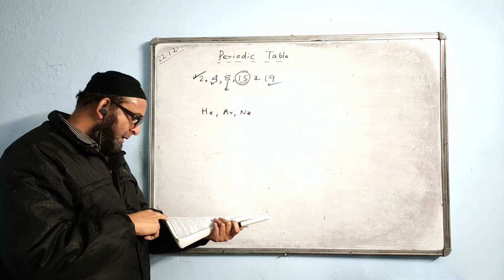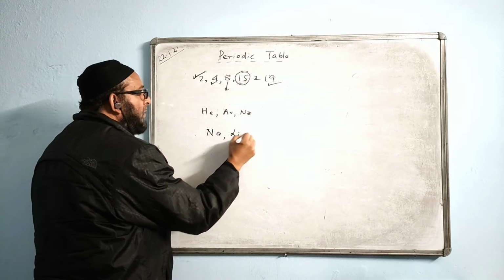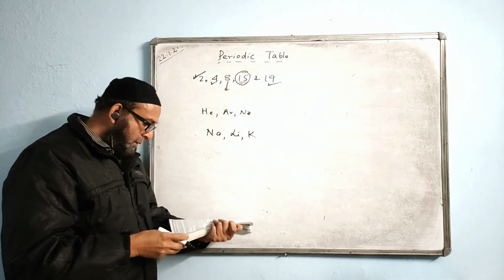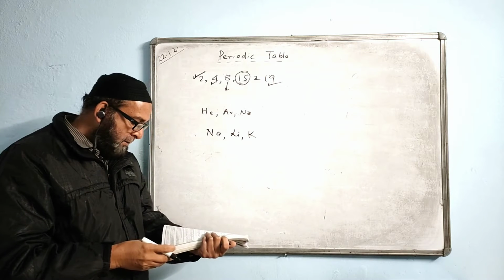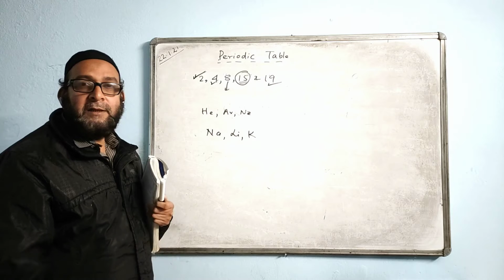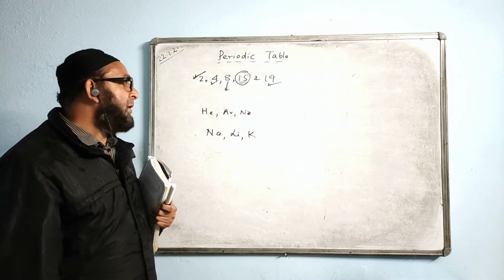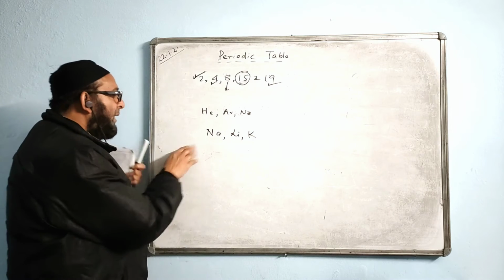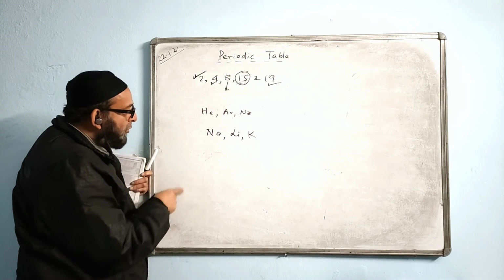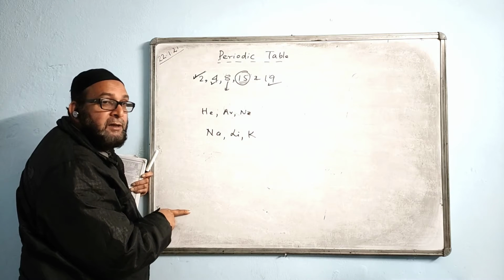Next question is saying sodium, lithium, potassium. Na, lithium, potassium. You have to arrange them in increasing ionization energy. Ionization energy means ionization potential. Increasing. How do you arrange? As we go down, let's listen. As we go down, metallic character and atomic size increase. Then ionization energy must decrease.